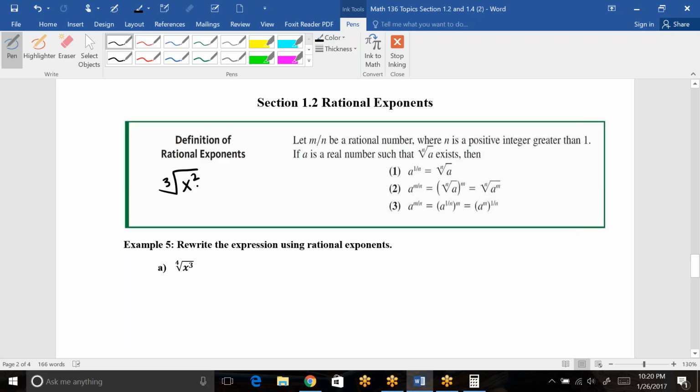Whenever you have a root, you actually have an exponent, but the exponent is a fraction. The number inside is the numerator.